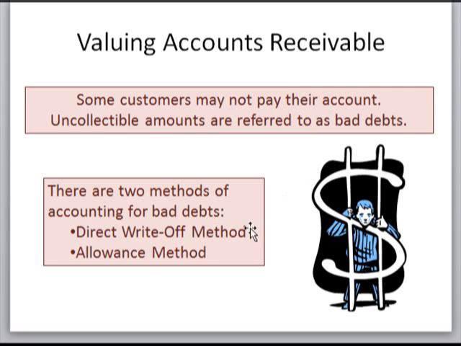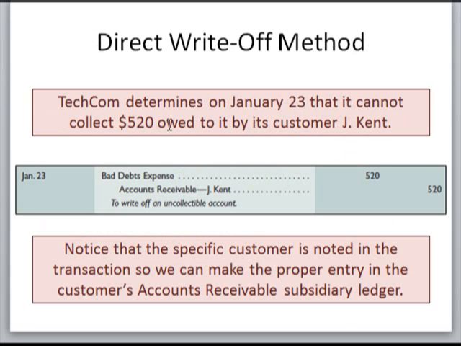The first one is the direct write-off method, and the second one is the allowance method. Let's look at the direct write-off method first. With this one, TechCom decides it can't collect the $520 that the customer, JKent, owes. All they do at this point is debit bad debts expense, credit accounts receivable, say JKent, don't come see us again. This customer is noted so you can make the proper entry, because we want a record that JKent didn't pay the bill.